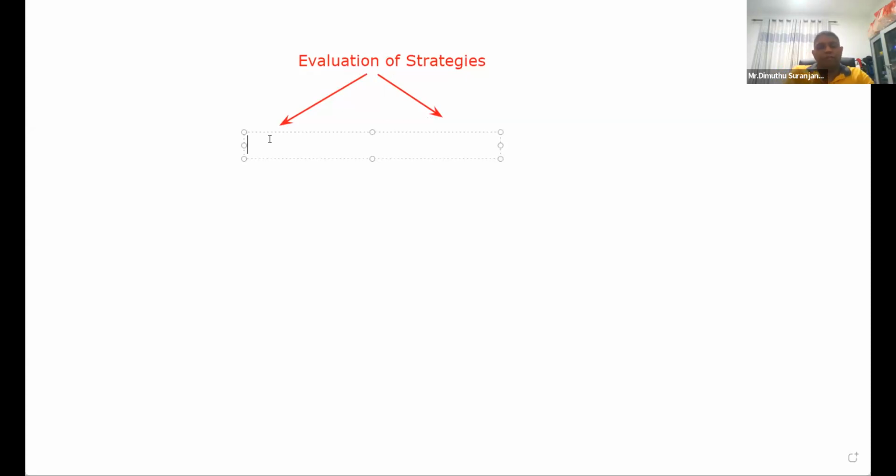One is the S-shape model, no? The other one is the 7S model. So the examiner tests your knowledge related to the 7S model here. Right? For evaluation purposes, we can use the 7S model.